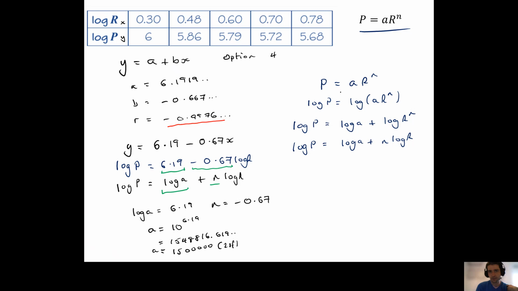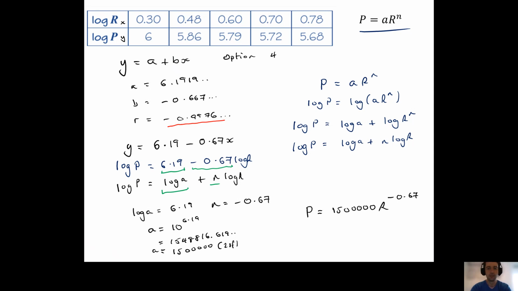So what that allows me to do then, if I come back to this equation, p equals a r to the power of n, is I can now write that p is equal to a, which I now know to be 1.5 million, r to the power of n, which I've calculated to be negative 0.67. So what I've now done is I've found the value of a and I've found the value of n. So I'm suggesting that the non-linear relationship between r and p will fit this formula here: p equals 1,500,000 r to the power of negative 0.67.